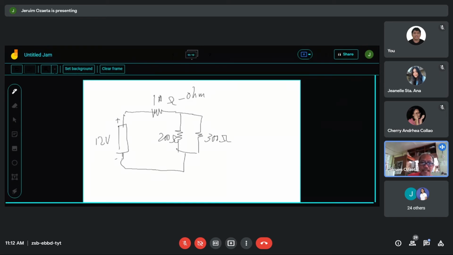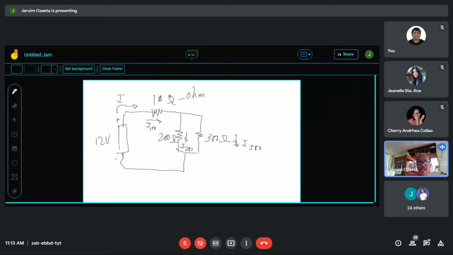Now, how much current will be flowing from the source? How much current will be flowing through 100 ohms? How much current will be flowing through 200 ohms? How much current through 300 ohms? If you recall your physics, can you do an exercise to answer this? What is the total current that passes through all these resistors?